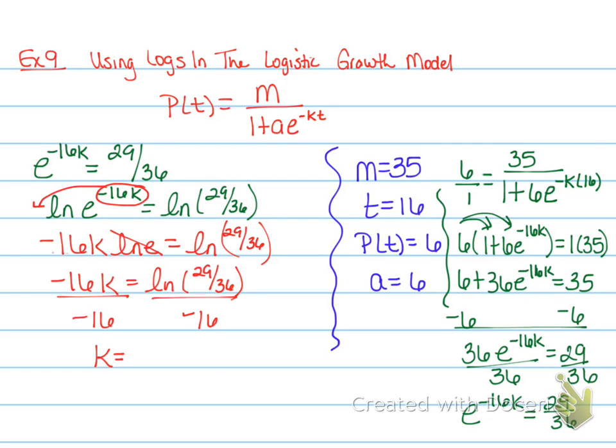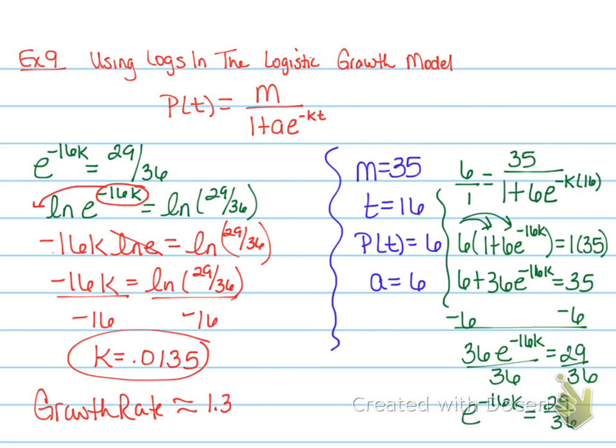And k should equal approximately 0.0135. Now remember, this is our growth rate. So this is what we want, but it's a rate, so we need to put it as a percent. So our growth rate is approximately 1.35%. And that's what it was looking for.